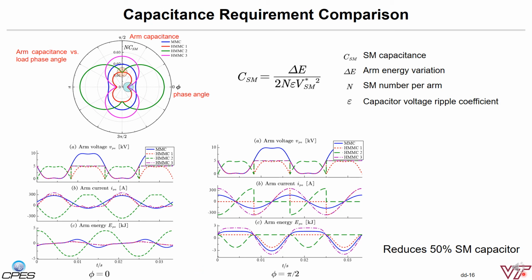The time domain arm voltage, arm current, and arm energy at the unity power factor and the pure reactive power factor are shown below in these 2 figures. It clearly shows that HMMC1 provides much smaller energy variations at all conditions compared with the MMC. This means the total capacitor needed in the HMMC1 can be reduced by almost half, leading to footprint and cost savings.